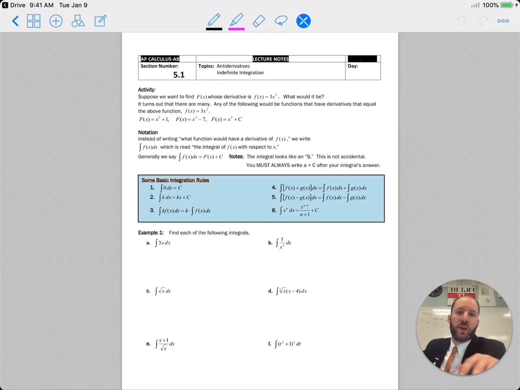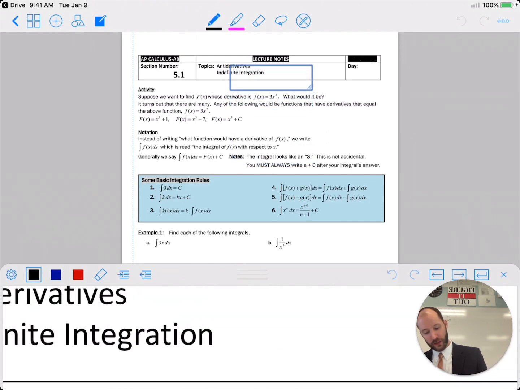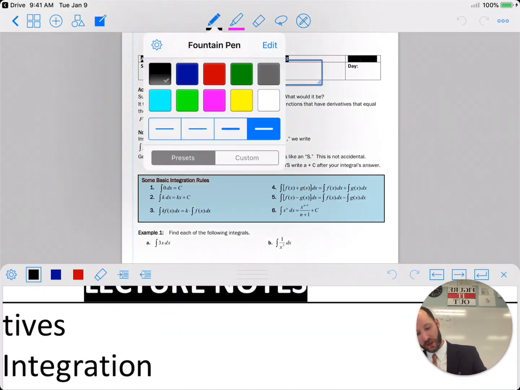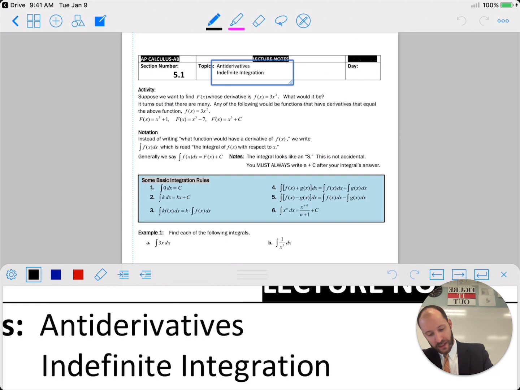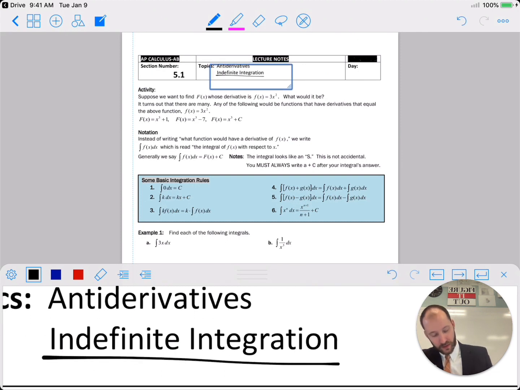Hey, today we're looking at antiderivatives and indefinite integration. This corresponds to section 5.1 in our textbook. So the indefinite integration, now we're going to deal with definite integration later. Indefinite integration we're going to look at first.